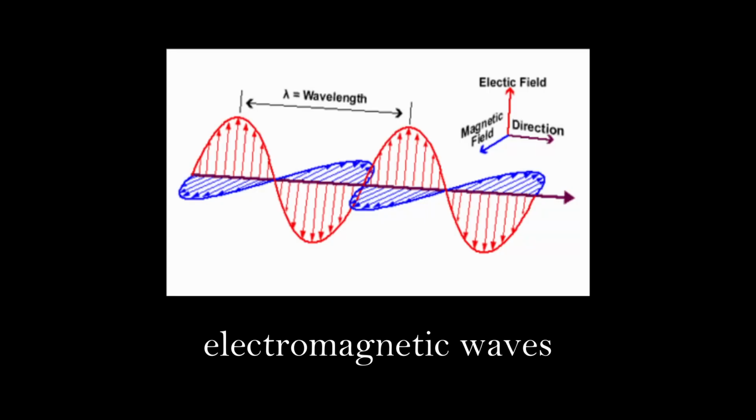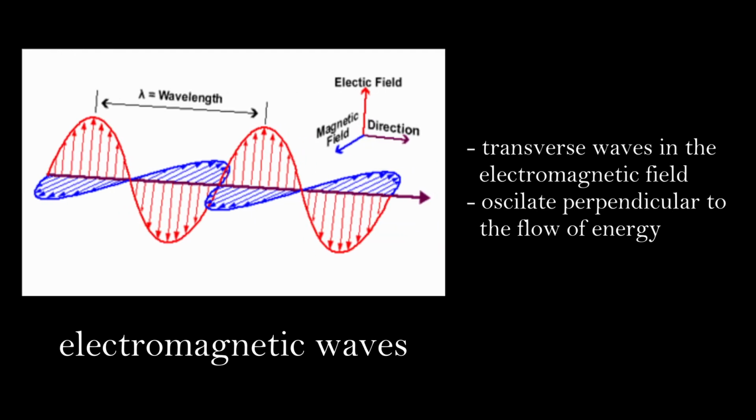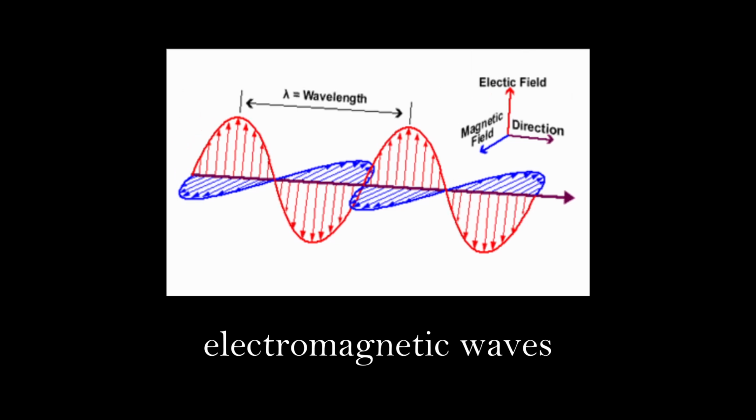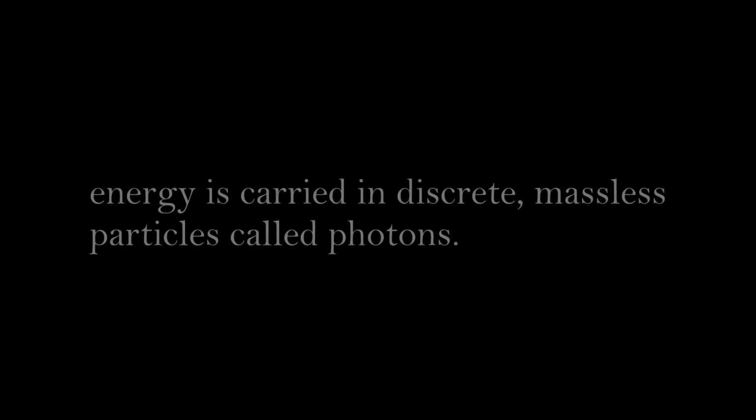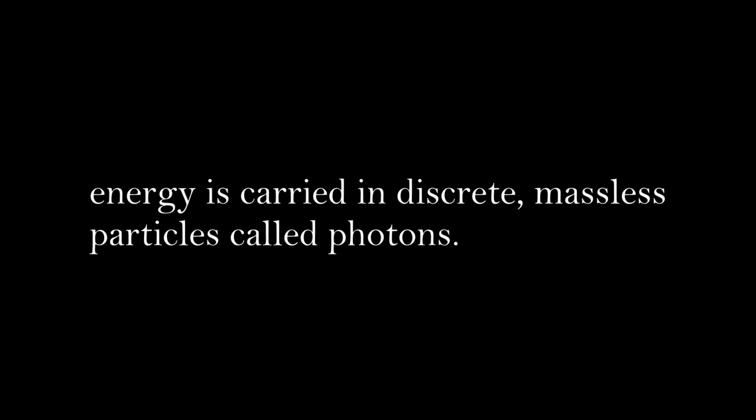Electromagnetic waves are transverse waves in the electromagnetic field, meaning they oscillate within this field perpendicular to the direction of energy. Each ray of electromagnetic radiation, including visible light, carries energy in discrete massless particles known as photons.